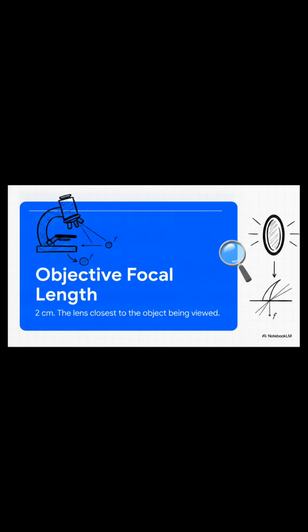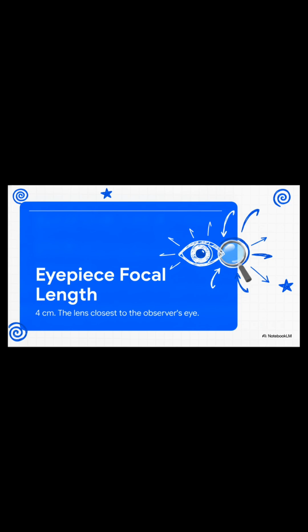Now, in a real microscope, the objective is that little lens right down at the very bottom, literally the closest one to the tiny thing you're trying to look at. And its focal length, that 2 centimeter measurement, just tells us exactly how strongly it bends the light right at the source. Moving right on up the microscope, we hit our second piece of evidence, which is the eyepiece.